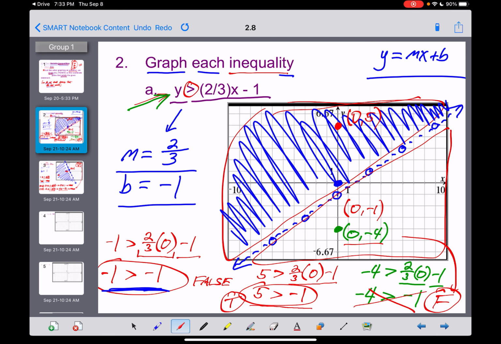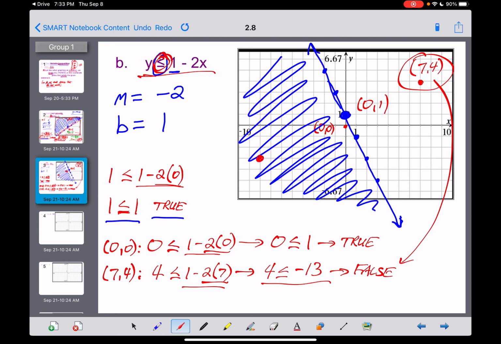Let me go back to this first one. We're talking about y-coordinates that are greater than everything on the line. Greater than always means you are going to shade above your line. Notice we drew our line here and we shaded up above. That's because of the greater than. In the second example, we ended up with a less than. Anytime you have a less than symbol, that means you're going to shade down below your line. And that's what happened in example B. So let's keep that in mind.